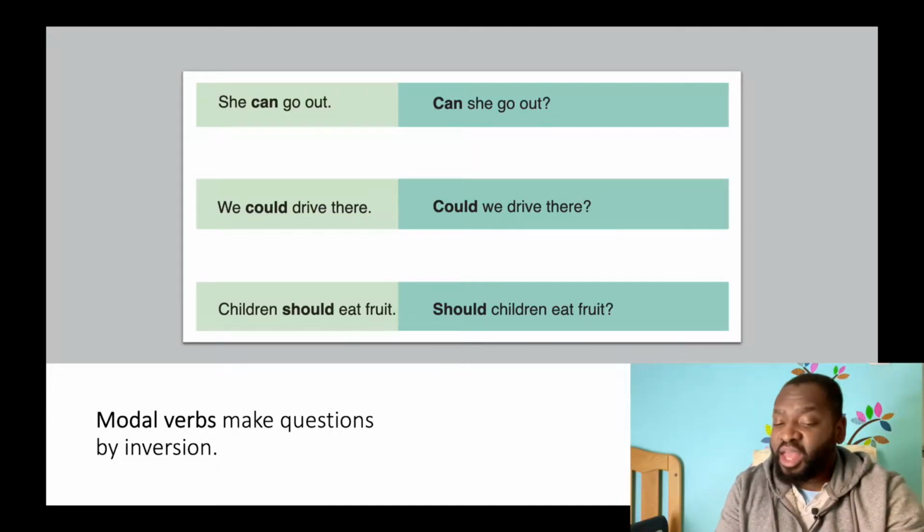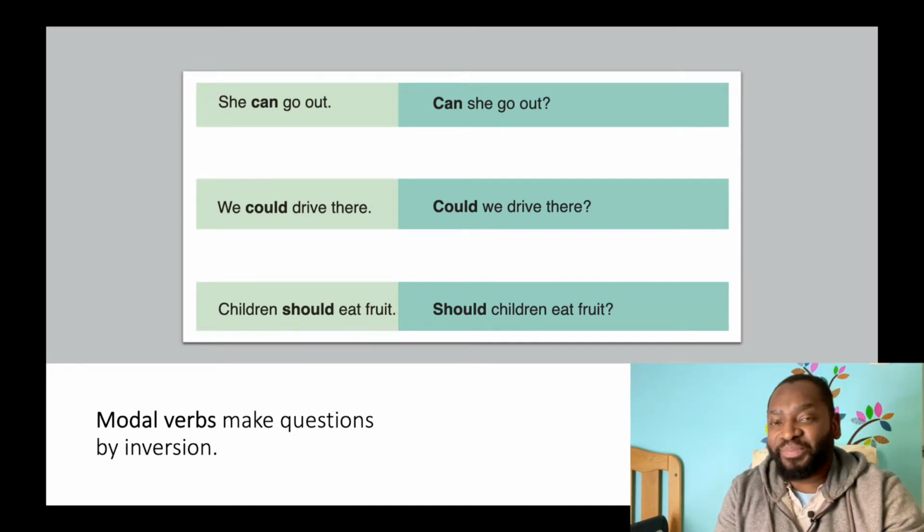Now here, I've put some examples of how modal verbs can be used, but this is a little bit different. This shows you that if you move the modal verb to the front of the sentence, it can turn a simple sentence into a question. So here's an example. She can go out. When you move the can, which is the modal verb, to the beginning of the sentence, it becomes, can she go out?